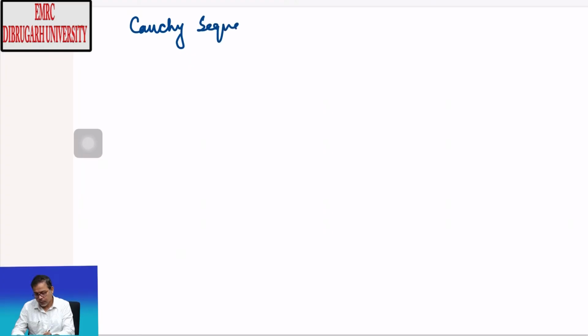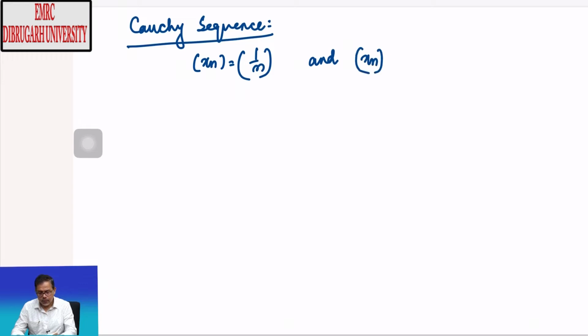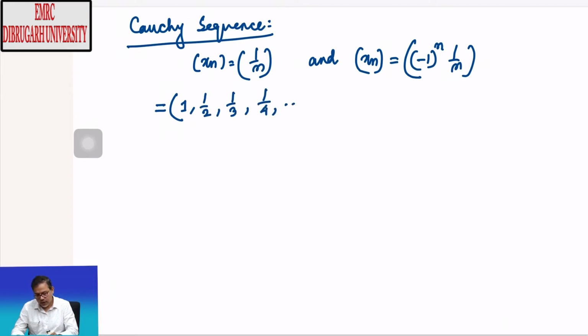Now here we are going to discuss Cauchy sequence. Let us plot the sequences x n to be 1 by n and x n to be minus 1 to the power n times 1 by n. A few of the terms would be 1, 1/2, 1/3, 1/4 and so on and so forth.